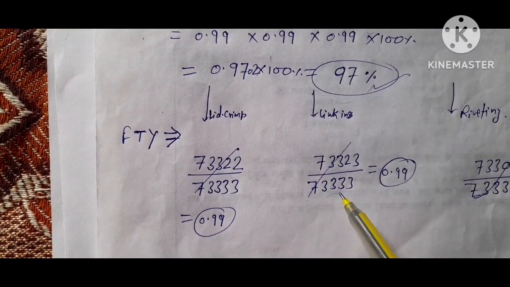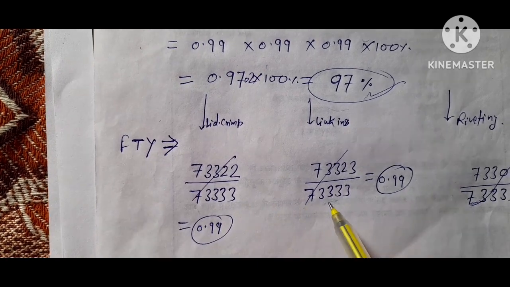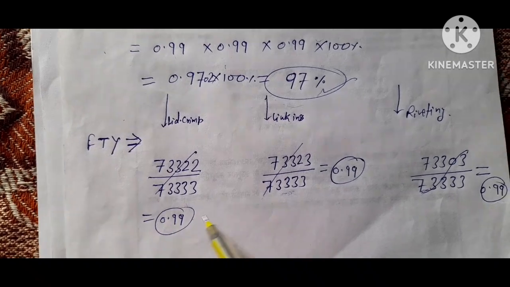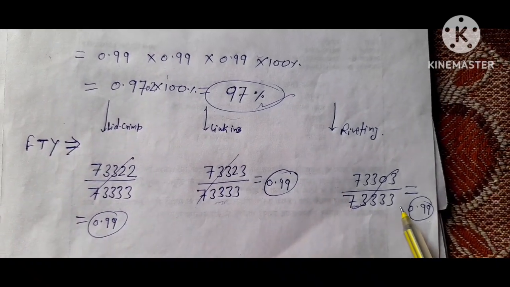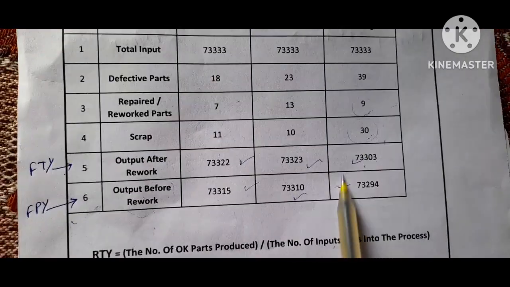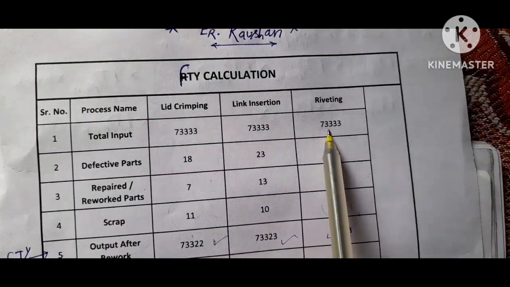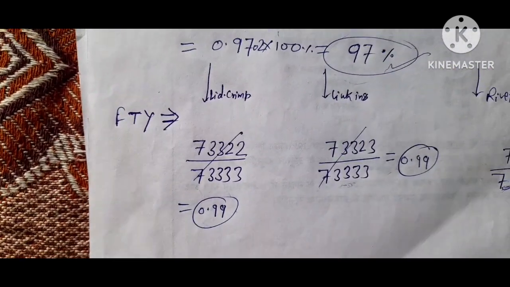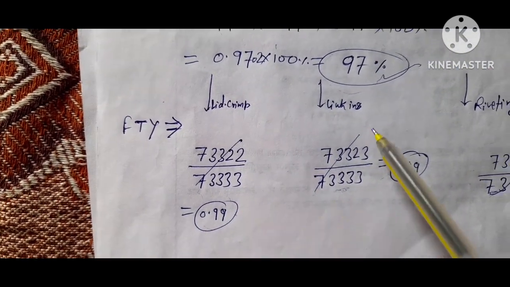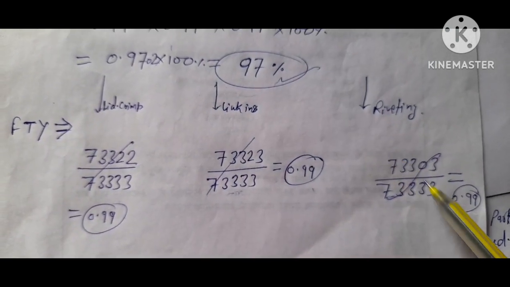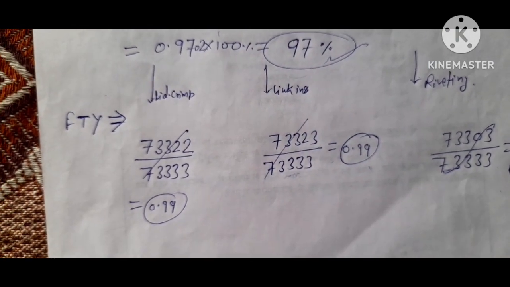The input is the same in all three processes, 7 4 times 3. We calculate and get 0.99, and here also 0.99, because the okay part is here and the input is this. So after calculation we got the value 0.99 in the lead crimping process, 0.99 in link insertion, and 0.99 in riveting.